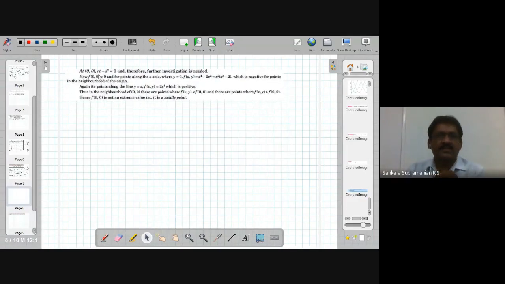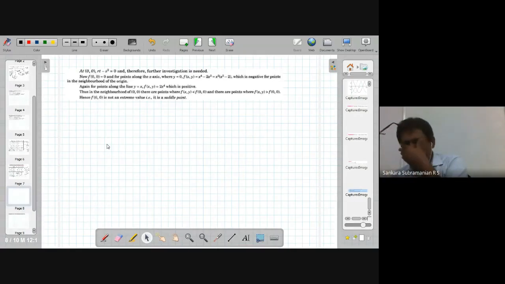So at (0, 0), RT minus S square is 0, and therefore further investigation is needed. If you write that, it is enough. If someone asks what that further investigation is, can anyone tell me what it would be at that point? The answer is saddle point.